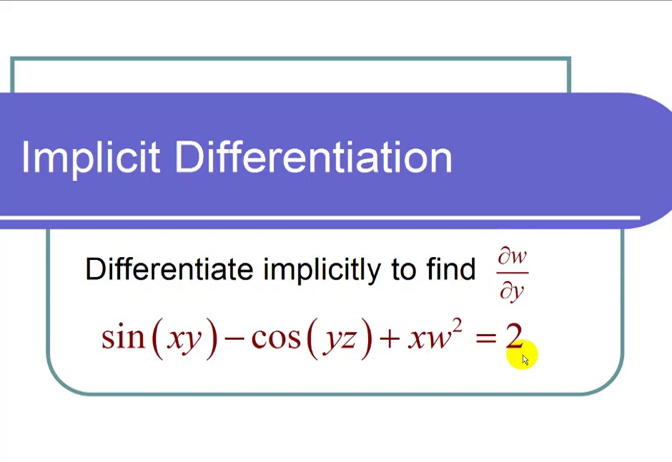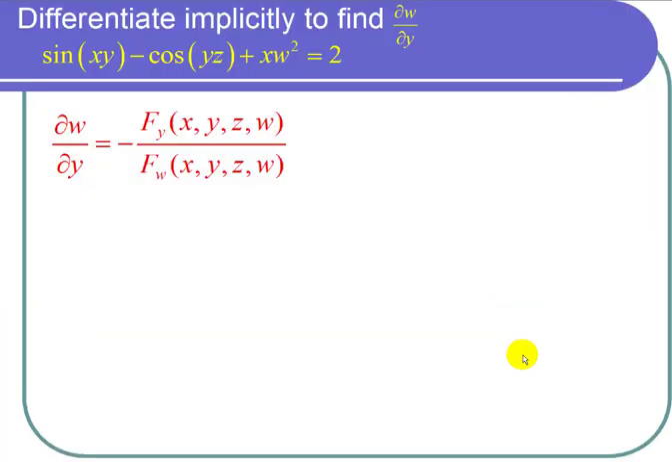2. So to implicitly differentiate, we can use a nifty formula that says that the partial derivative of w with respect to y is equal to negative the partial derivative of f with respect to y of x, y, z, and w divided by the partial derivative of f with respect to w of x, y, z, and w, where f is the left-hand side of the given equation, where the right-hand side must be a constant. If we don't have a constant, we can always subtract off the right-hand side and set it equal to 0.